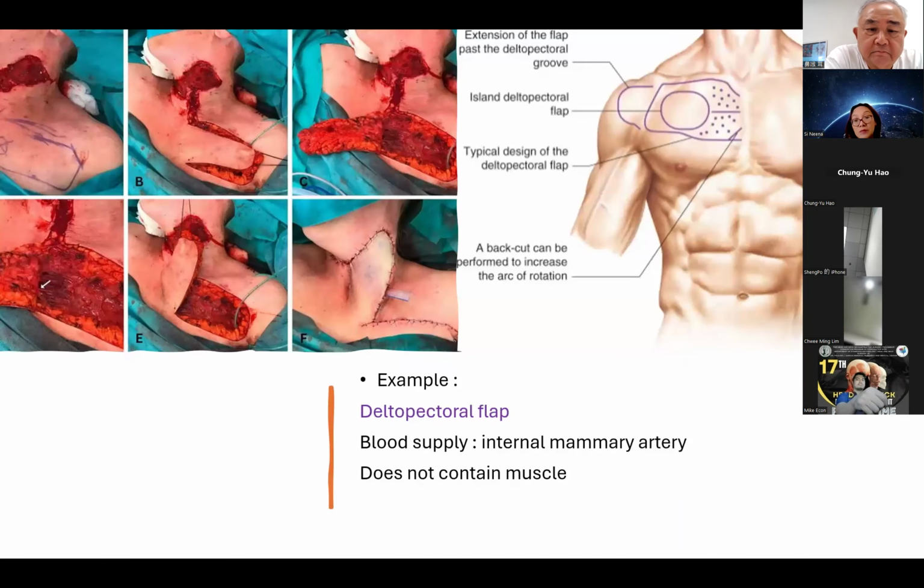And then we have the DP flap with the blood supply from the internal mammary artery. If you have, for example, an all-thickness cheek defect, then you can use both flaps: PMMC for the inner lining and deltopectoral for the outer lining. That also can be done. This flap does not contain muscle, so it's relatively not too bulky.